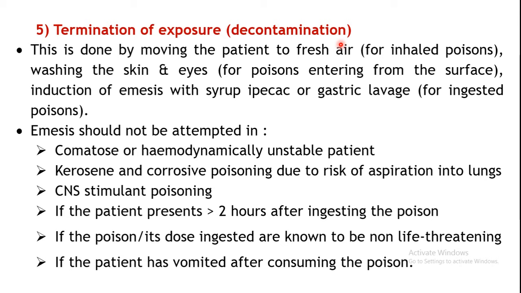Okay, so you take that patient away from that exposure. Say, for example, if the particular poison is an inhaled poison, if you inhale some poisonous gas, you can take that patient to fresh air so that the exposure is reduced, so that the person doesn't breathe that poisonous gas or vapors. Okay, then next is washing the skin and the eyes. If the poison has entered through your skin or eyes, you can wash that particular surface, or if it has entered your eye, you can wash the eye. Okay, so that will prevent further exposure to that particular toxicant.